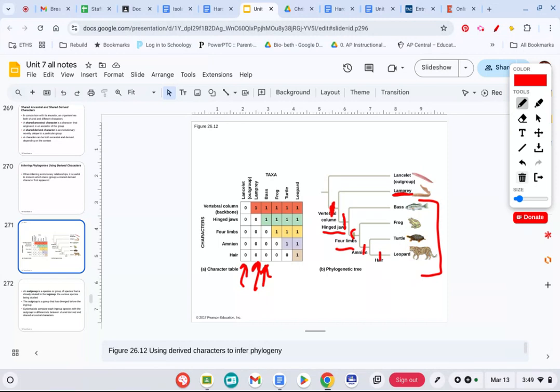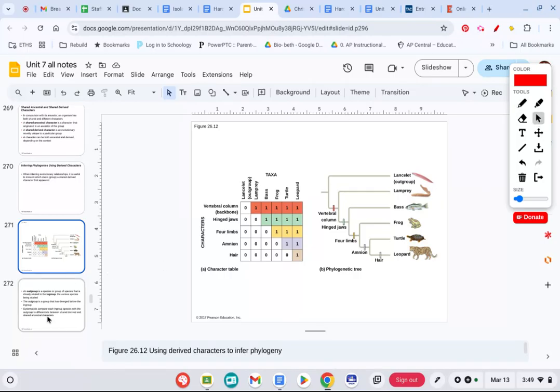Okay, so we can kind of differentiate. And again, we don't know how long ago bass and frog separated. We know that they have a common ancestor at some point. Same way with turtles and leopards, and I would guess that turtles and leopards, obviously, it's been a while since they evolved from each other, probably longer than frogs from the bass. But I don't know. Point is, it's not showing us that relationship.